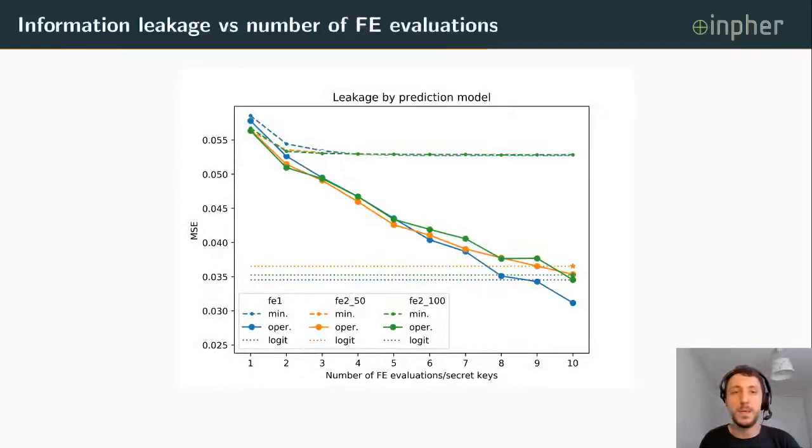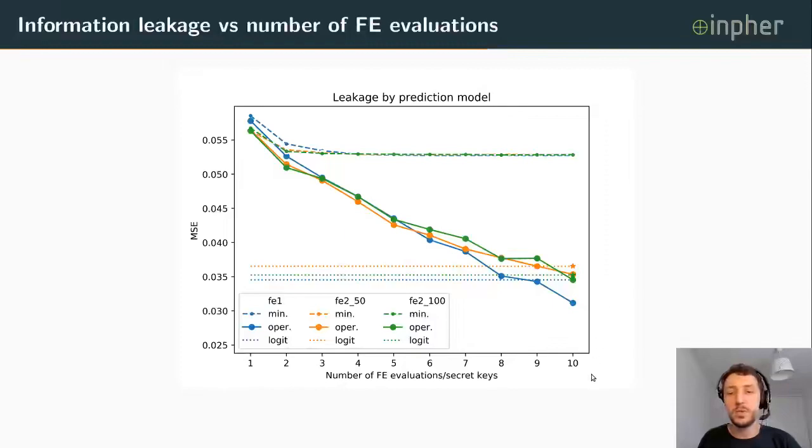So here are some results of the information leakage versus the number of function encryption evaluations. As you can see, there is almost no difference between the ideal or minimal and the operational leakages in the case of one function encryption evaluation. With an increase in the number of function encryption evaluations, the mean squared errors between the minimal and operational lines diverge.